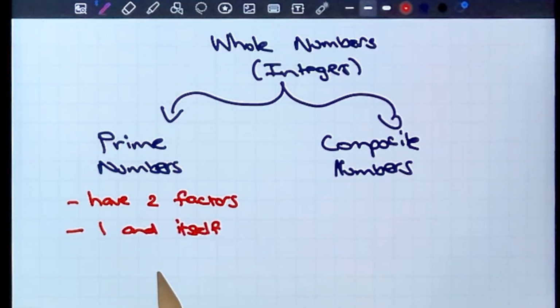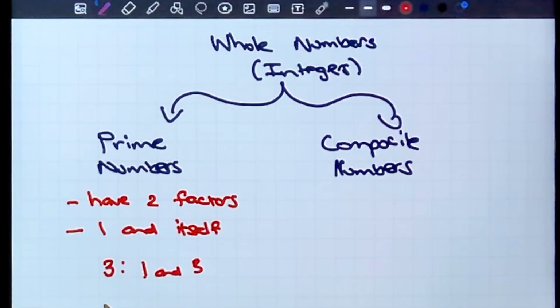So what does this mean? If you look at the number 3, for example, the only factors that can go into 3 are the numbers 1 and the number 3. So it has two factors, 1 and itself. So 3 is a prime number.